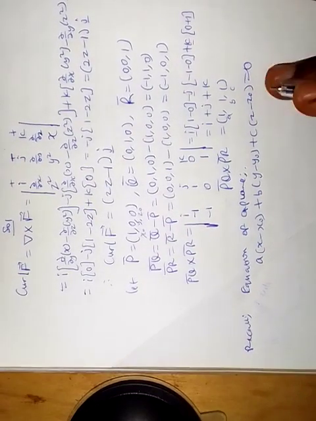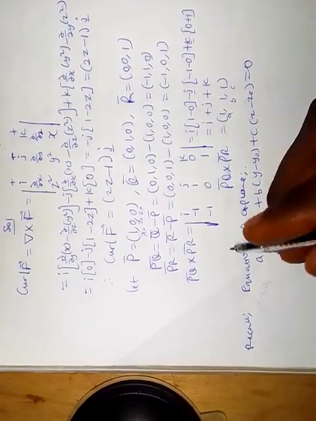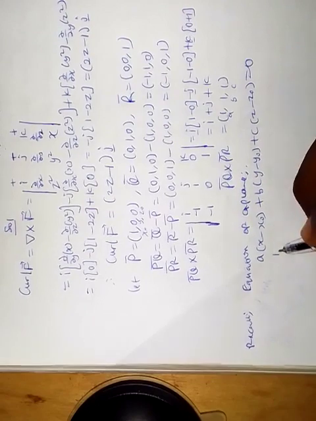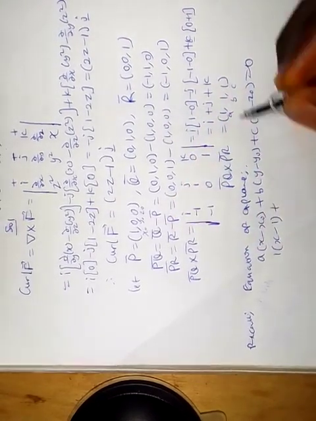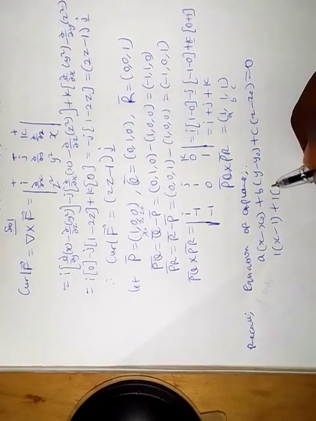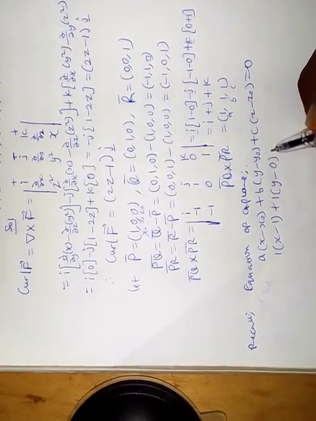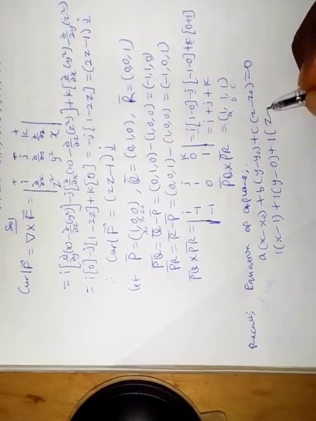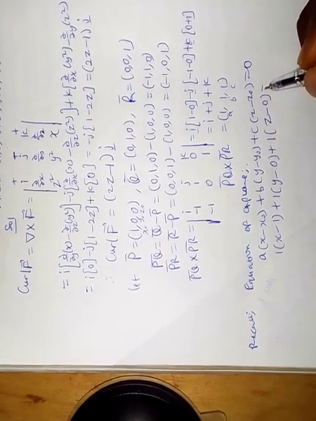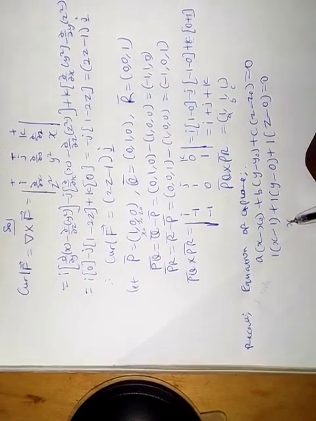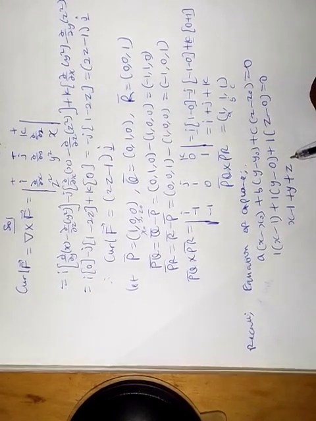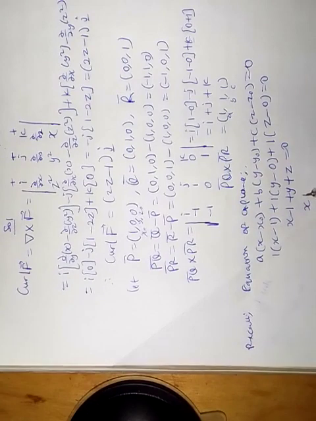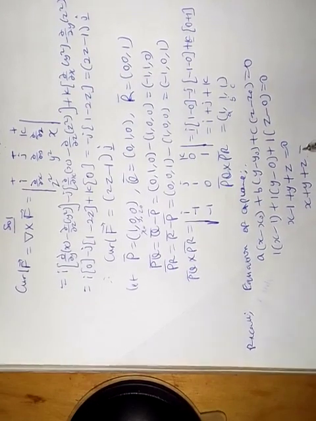So we can now plug into our equation of a plane. Here we have 1, x naught is simply 1 plus B, which is 1, and y naught is 0 plus 1 into z minus 0. So which is simply x minus 1 plus y plus z equals 0. So we have x plus y plus z equals 1.